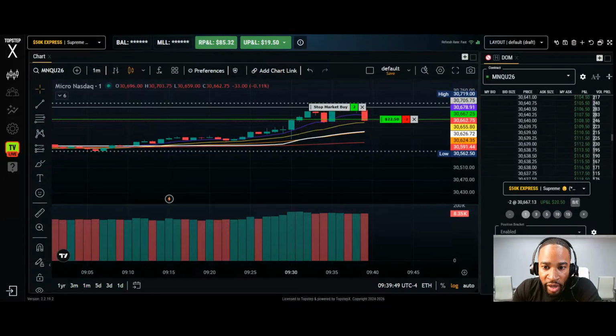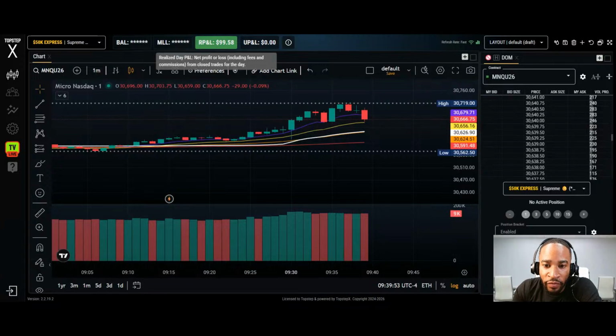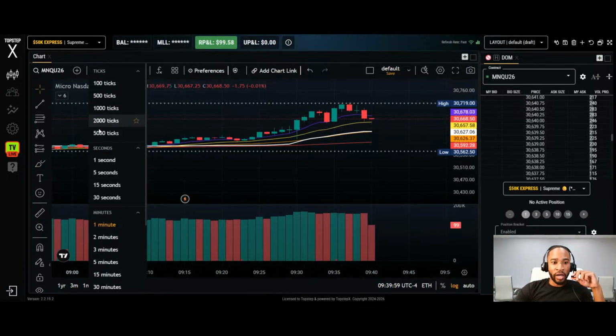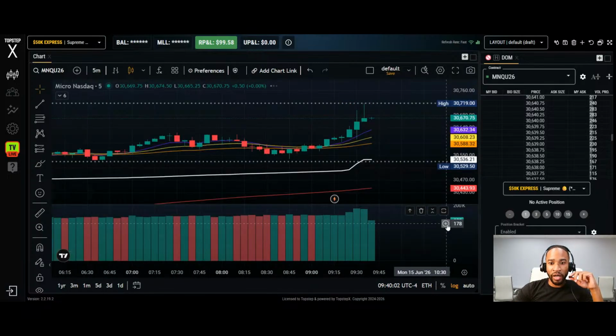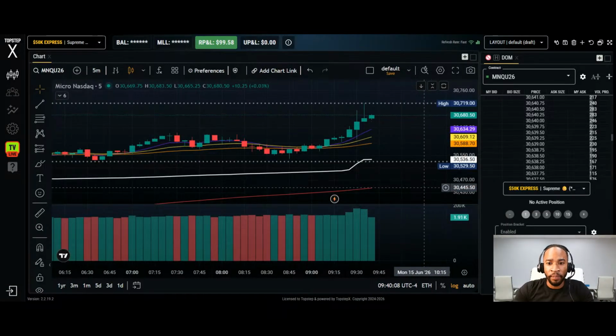All right, we're still pulling back. All right, let me take some profits. Order filled. All right, so far for the day, I'm up $99.58 off of quick trades towards the downside. Let me see if this 5 minute candle is going to turn bearish. If this 5 minute candle turns bearish, I'll get in for some more shorts towards the downside. We have a key resistance level up here, so keep a close eye on those resistance zones towards the upside.